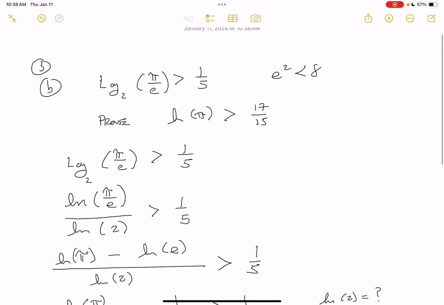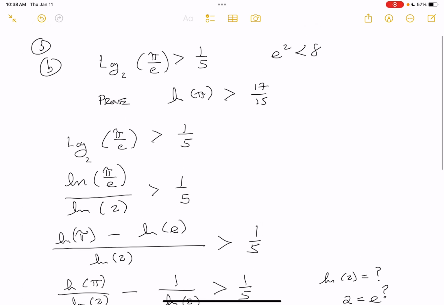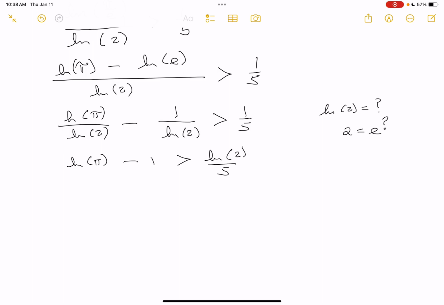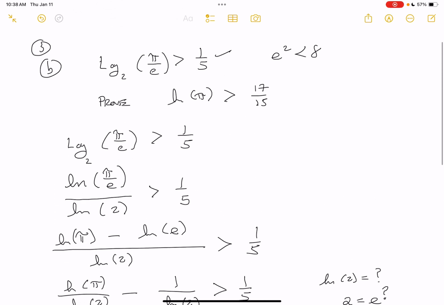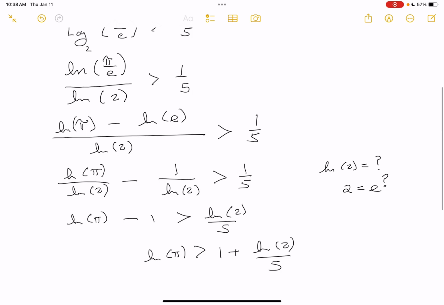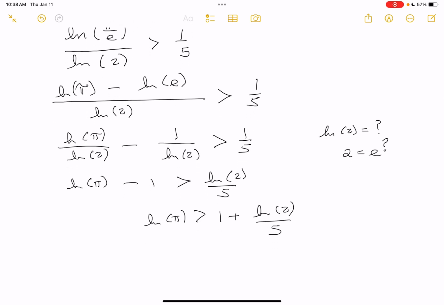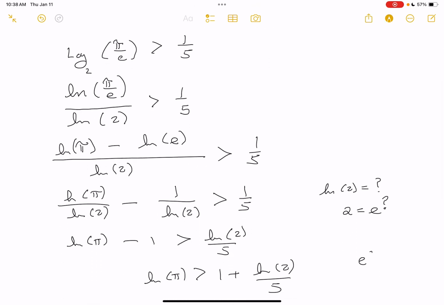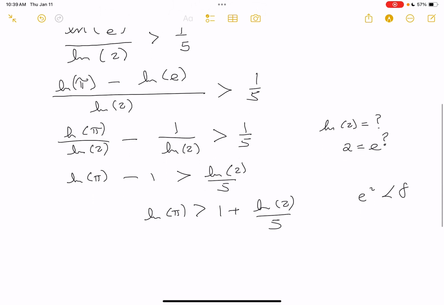Again, I want to look back over the conditions. And I'm using this thing here. And again, I'm looking at it, I'm wondering what to do now. Well, I'm going to write down the natural log of pi greater than 1 plus the natural log of 2, over 5. And I'm almost there, by the way. All right, I got the natural log of pi on one side. And I got to think about this now. Looking at it, I guess I didn't use the other piece of information. I didn't use this yet. So e squared is less than 8.